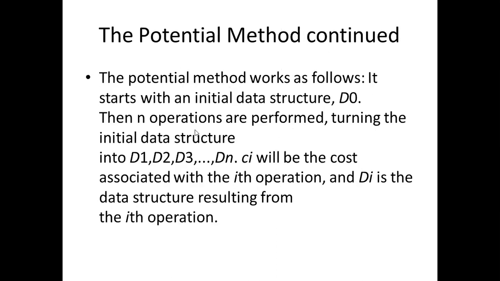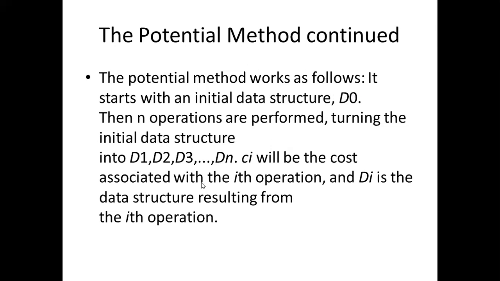So the potential method works as follows. It starts with an initial data structure, D0. D0 is the initial data structure. Then n operations are performed, turning the initial data structure into D1, D2, D3, up to Dn. That means the initial data structure is D0, we perform some n number of operations, and after that we get the data structures D1, D2, D3, up to Dn.